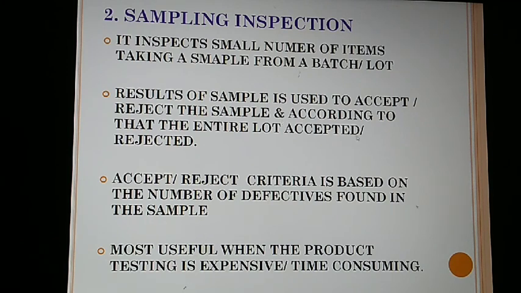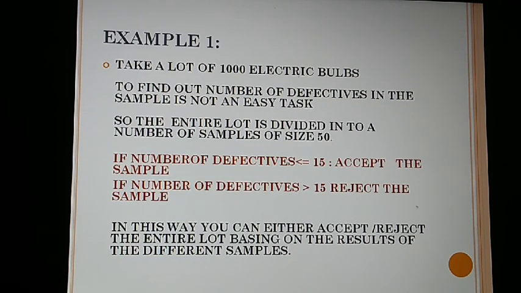sample, and according to that the entire lot is accepted or rejected. The accept or reject criterion is based on the number of defectives found in that sample, and it is most useful when the testing is expensive and time consuming. So when the product testing becomes expensive and time consuming, we have to use this method. Let us understand by taking an example.